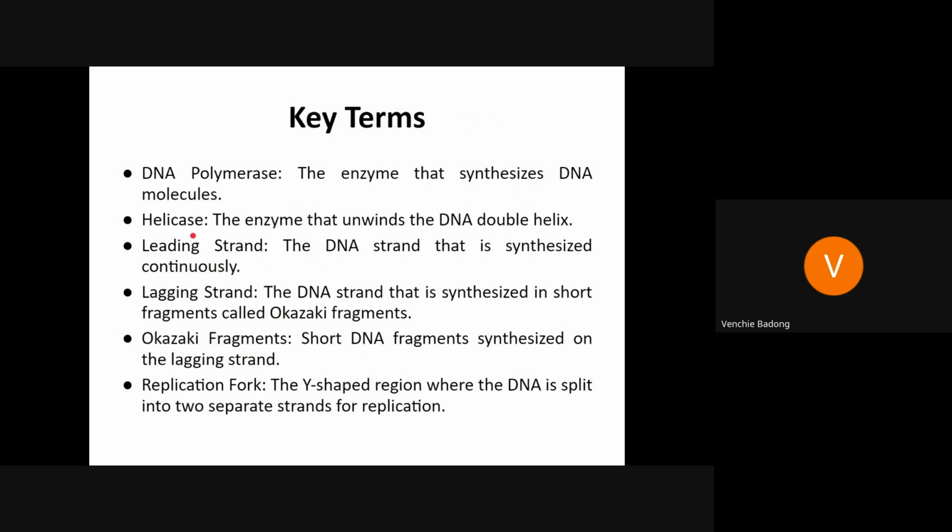Once DNA is unwound by helicase, there is now the site or the region of DNA replication, wherein the shape is a Y shape, wherein the DNA is split into two separate strands for replication. We call that the replication fork.